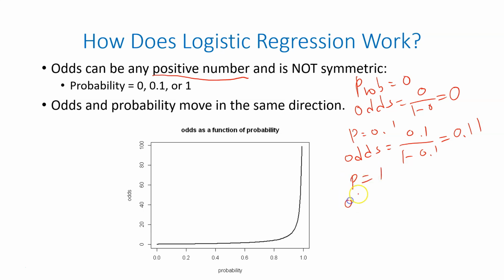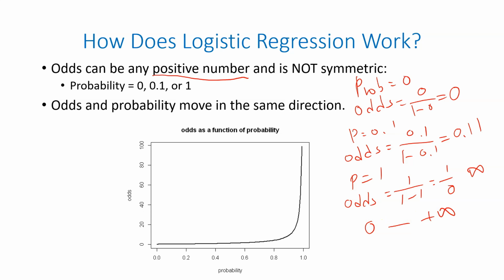And for a very high probability of 1, the odds is 1 divided by 1 minus 1, which is 1 over 0. And that is undefined because the denominator cannot be 0. But practically, as the probability gets closer to 1, the odds value will approach infinity, which is a very, very large number. As these examples show, odds value can range from 0 to positive infinity.